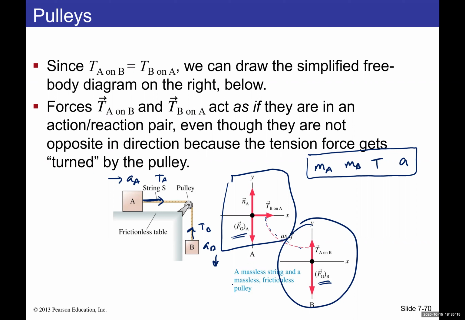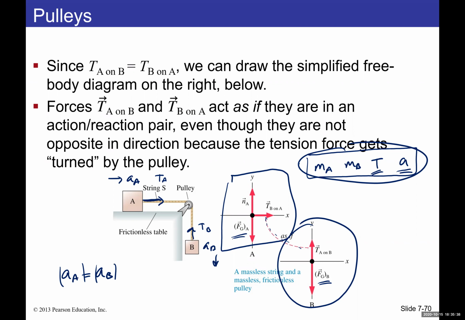But since they are connected, the acceleration constraint tells us that the acceleration of A equals the acceleration of B in terms of their magnitudes. That's why I have just one acceleration. I have one tension because the tension in the string is exactly the same. And we're going to see that if you have a system like that, those are the four variables that you will be working with.